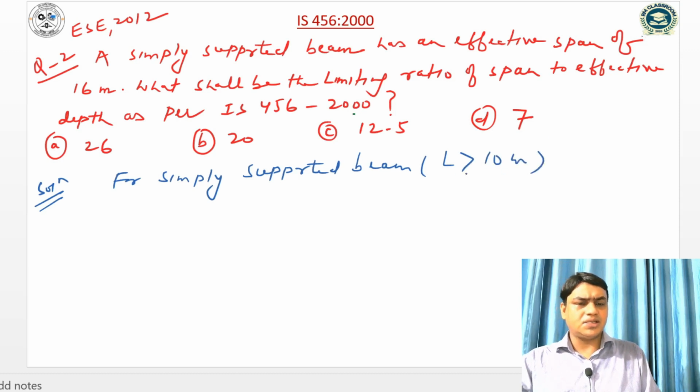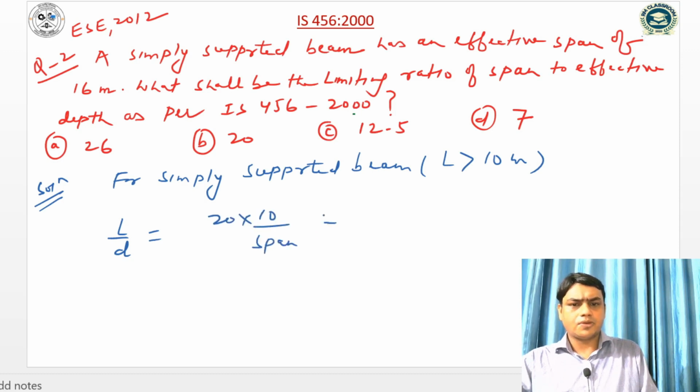If our L is less than 10 meter, then directly the span to effective depth ratio is 20, but however here the span is greater than 10 meter, so in that case the code suggests that the value of L by D is equal to 20 into 10 by span. So it will be 20 into 10 by span, with span 16 meter, so the value is 200 by 16, 200 divided by 16, so it is coming 12.5.